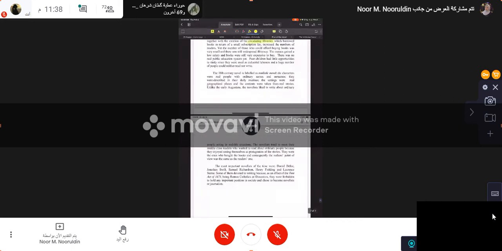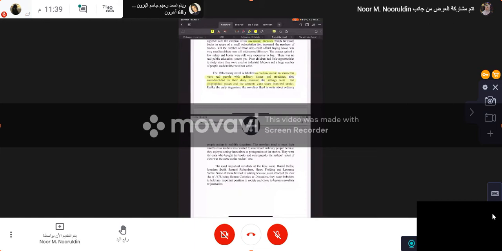Yes, proceed. The 18th century novel is labeled as the realistic novel. The characters were real people with ordinary names and surnames. They were described in their daily routines. The settings were real geographical places, and the content was taken from real stories. Unlike the early Augustans, the novelists liked to write about ordinary people acting in real life situations.